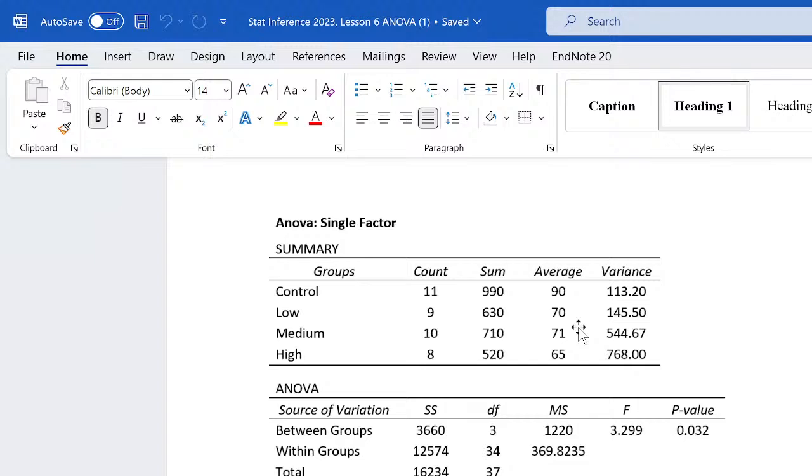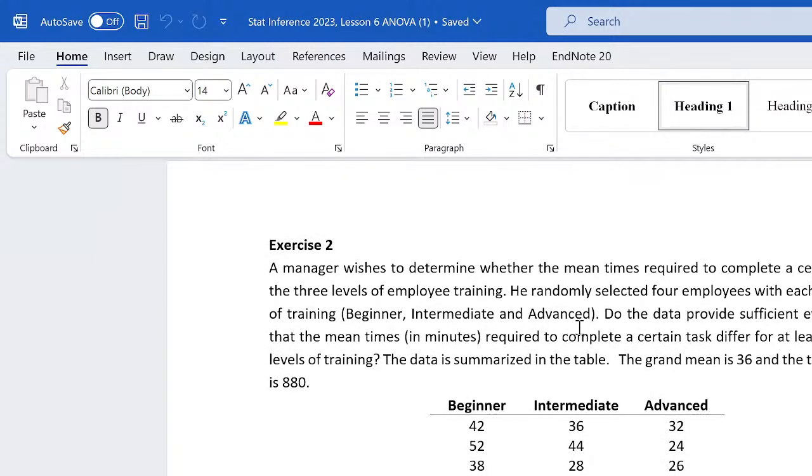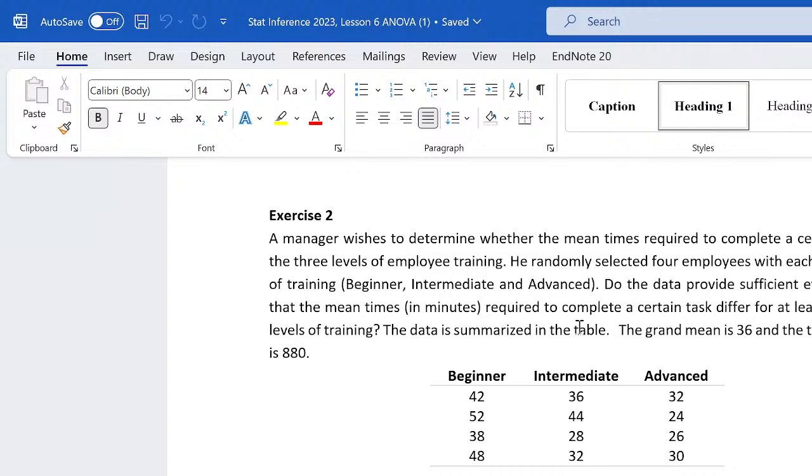I've got 3 follow-up examples. All right, 3 follow-up examples. These are contrived, more teaching examples. Here's our new scenario. A manager wants to determine whether the mean times required to complete a certain task differ for 3 levels of employee training. He randomly selects 4 employees from each of the 3 levels of training. The 3 levels are beginner, intermediate, and advanced. Do the data provide sufficient evidence to indicate that the mean times required to complete a certain task differ for at least 2 of the 3 levels of training? That's pretty much our standard question.